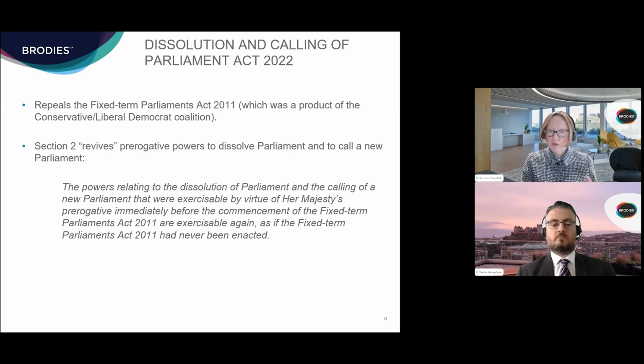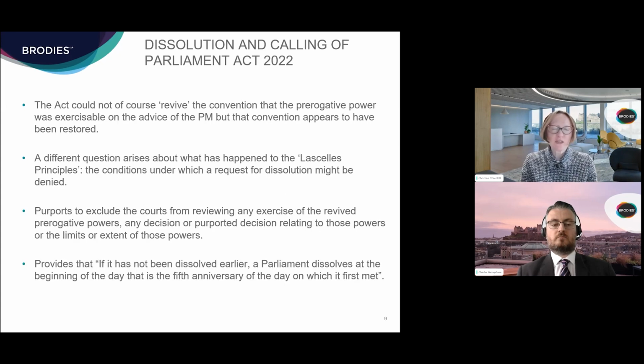So moving on, this was an interesting little diversion for the British Constitution. The Act could, of course, revive the prerogative power that had been interfered with by the 2011 Act, but it couldn't revive and didn't attempt to revive a convention that power was exercisable on the advice of the Prime Minister.